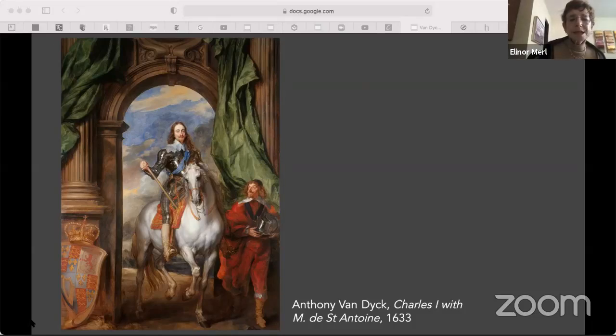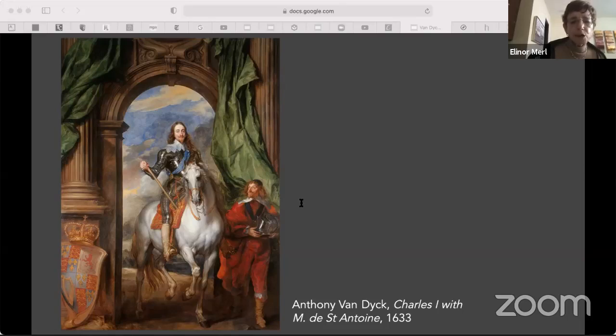Van Dyck's most significant message about Charles is his supremacy as a military leader. The presence of a triumphal arch, a structure built to celebrate and commemorate victories in ancient Rome, implies that this English king is the natural heir to the triumphant emperors of the classical past.